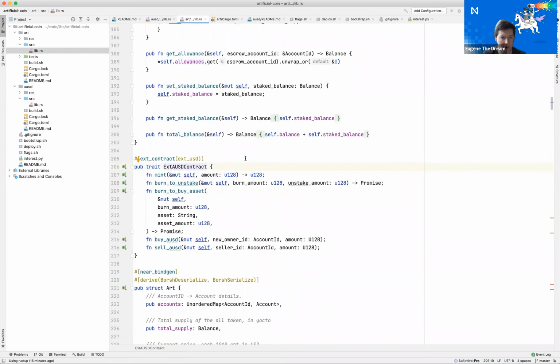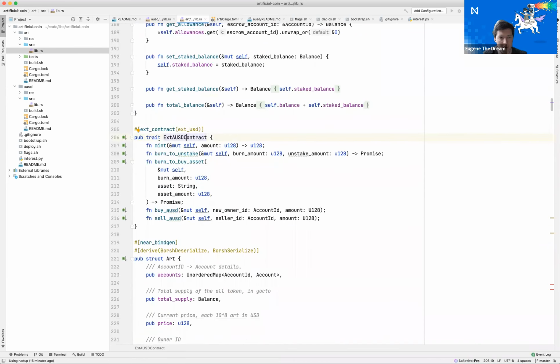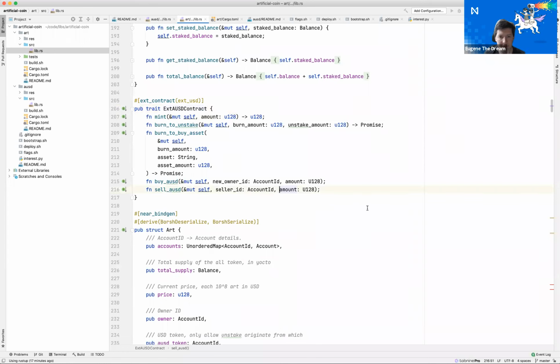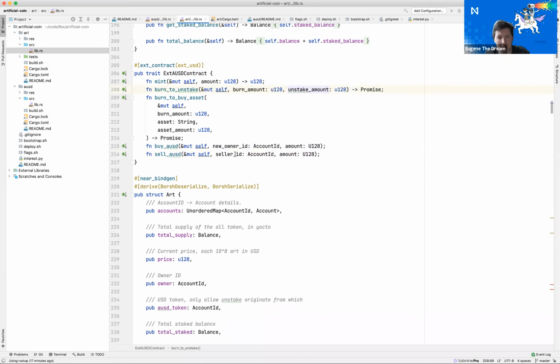Then we have the contract interface towards calling AUSD. So you have mint, burn to unstake, burn to buy asset, buy AUSD, sell AUSD. Okay. Yeah, so here you potentially want to have a capital U.